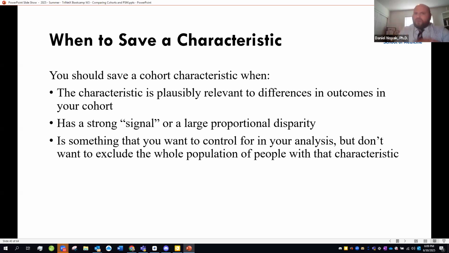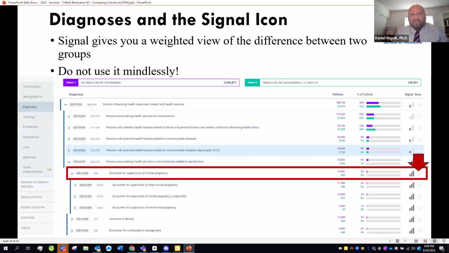It is something that you want to control for in your analysis, but you don't want to exclude the whole population of people with that characteristic, because doing so might create an artificial group of people. For example, in this study of statins and Alzheimer's, if we excluded from our cohort everyone with hyperlipidemia, that's going to create a really artificial pool of people who are getting statins for unclear reasons, right? Because the majority of the reason people are given statins is because of hyperlipidemia or weird stuff going on with their cholesterol of some sort.